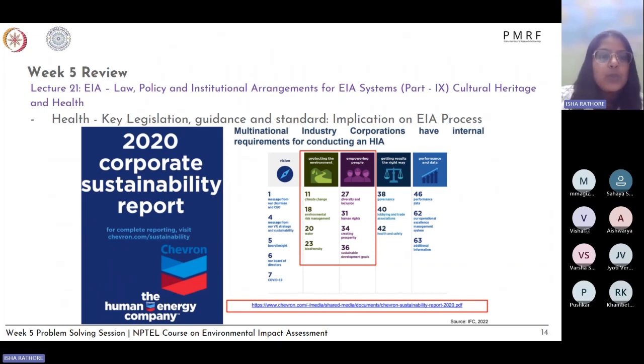Then we also had the 2020 Corporate Sustainability Report. So this is from the multinational industry corporations. They have their internal requirements for conducting a health impact assessment, or HIA. So they look up at different aspects like protecting the environment, empowering people. So in empowering people, you look up at diversity, inclusion, human rights, whether they are being breached in any way, creating prosperity, sustainable development goals. So they look up at health also in their internal health impact assessments.